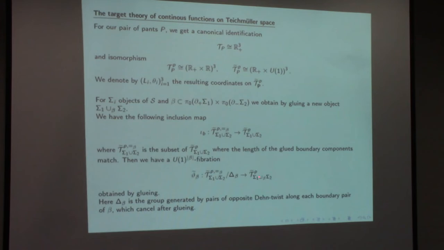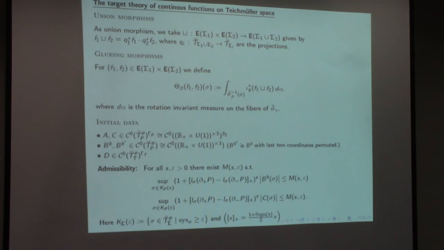And now what we notice is that if you first Dehn twist this way before you glue on that side of the boundary, and this way on the other boundary that you're gluing on, then when you glue, this can be undone. So therefore, I can actually afford to divide out by the subgroup of Dehn twists which go one way on one side and the other way on the other side of the pairs that I'm gluing on. And so this thing here will be a U1 to the number of components, or pairs of components, I'm gluing on, over that space. So it's just a nice bundle over the Teichmuller space of the glued surface. Very good. So now the disjoint union morphism. Well, the disjoint union morphism is very, very simple, right? Because the Teichmuller space of the disjoint union of the two surfaces, of course, has 2 projections to one surface or the other.